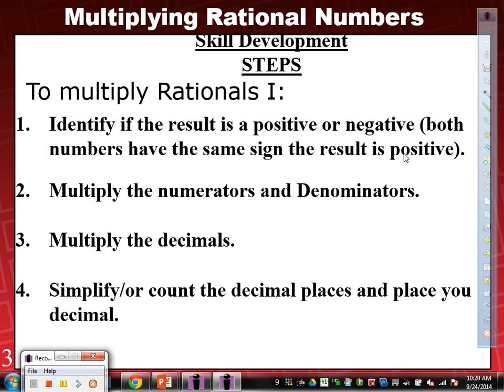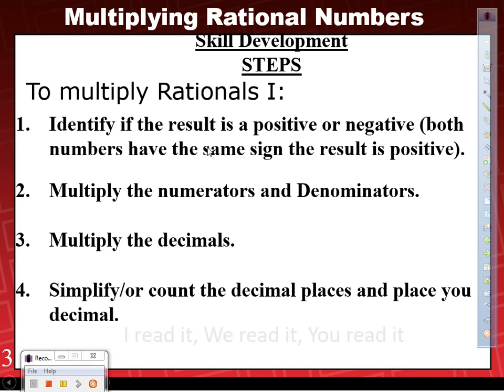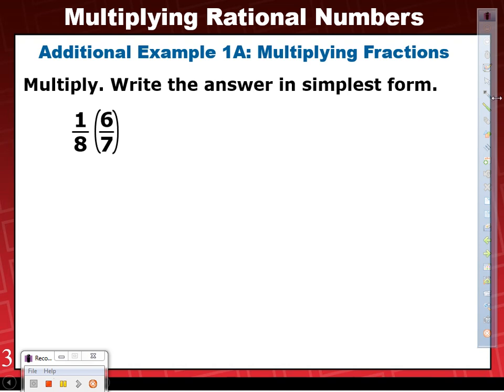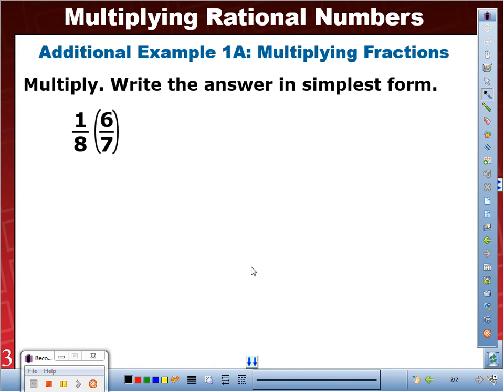Yes. Here we go. Example number 1. Copy this one down, please. It says example 1, multiply, write the answer in simplest form. I got this. I can do this. 1/8 times 6 over 7.